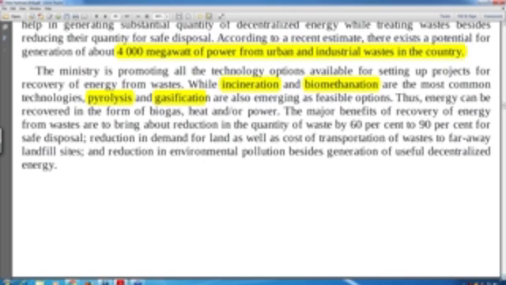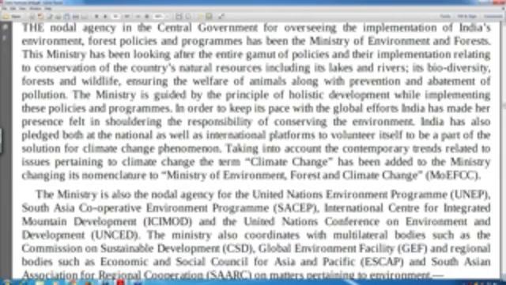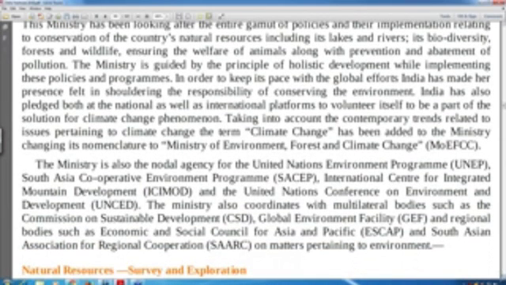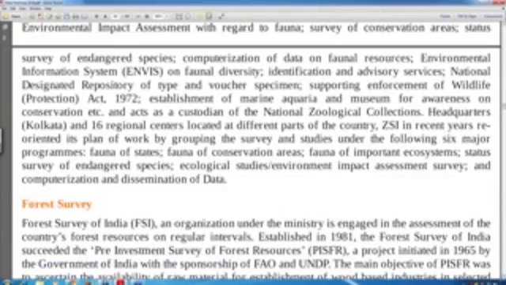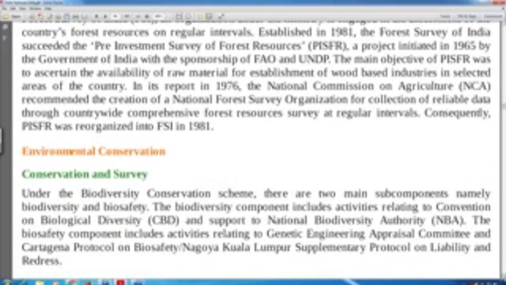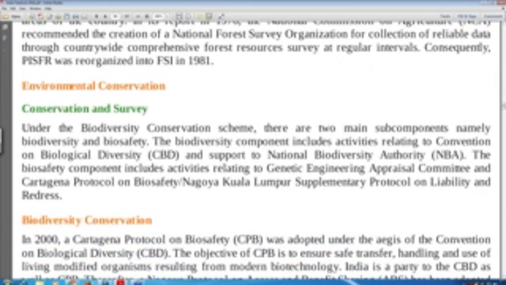So next, let's move to the environment chapter. Please open page 327. You have environmental conservation. In this, under the biodiversity conservation scheme, there are two main subcomponents, that is your biodiversity and biosafety.